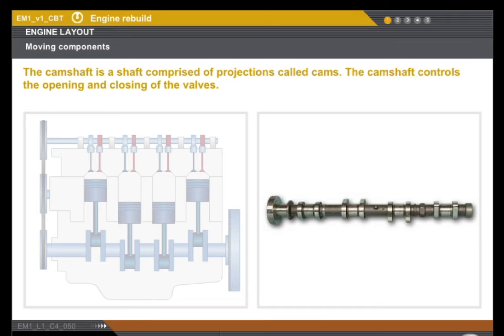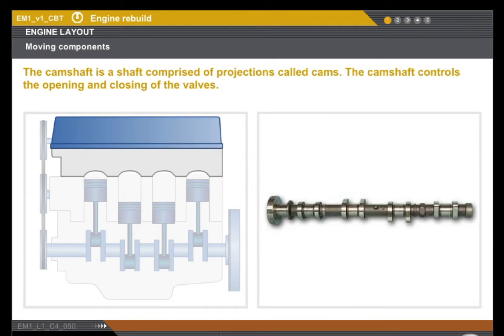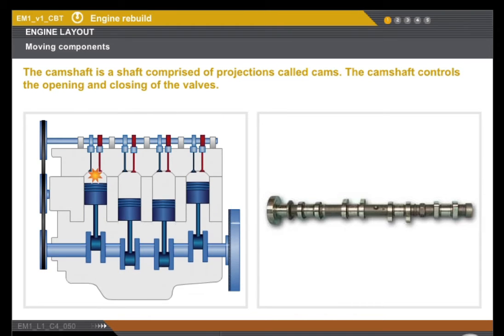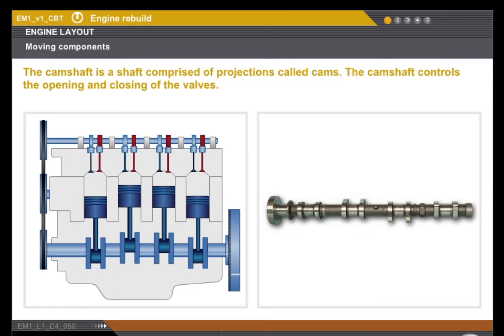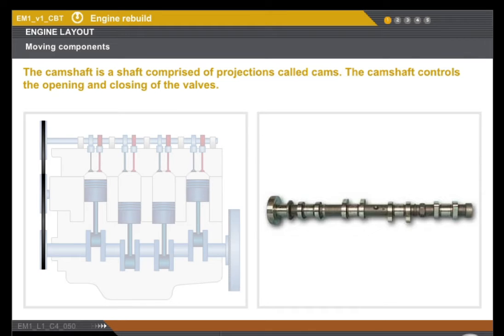The camshaft is a shaft comprising the following components: projections made of treated steel called cams, and some bearings that have been subjected to mechanical treatment to prolong their lifespan. The camshaft is usually fitted on the cylinder head, and sometimes it is fitted on the rocker cover. The camshaft controls the opening and closing of the valves. The crankshaft drives the cams in a rotary movement via the valve timing components.